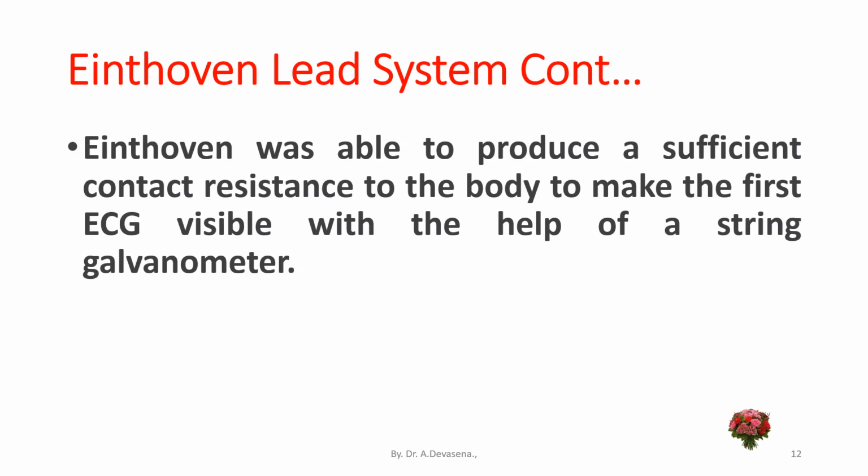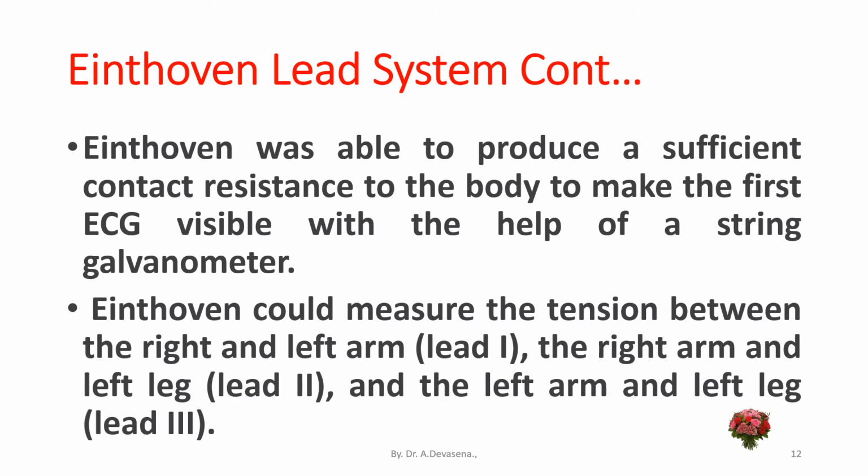Einthoven was able to produce a sufficient contact resistance to the body to make the first ECG visible with the help of a string galvanometer. Einthoven could measure the tension between the right and the left arm, that corresponds to lead 1, the left leg and right arm corresponds to lead 2, and the left arm and left leg corresponds to lead 3.